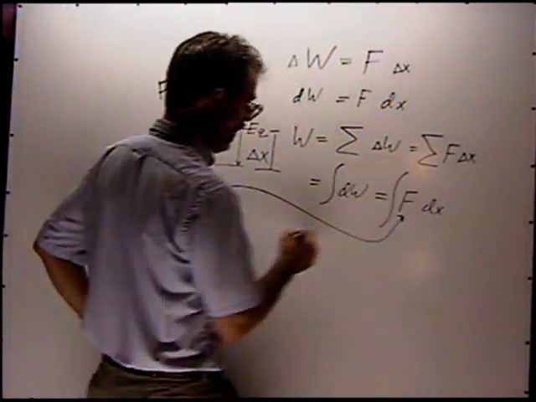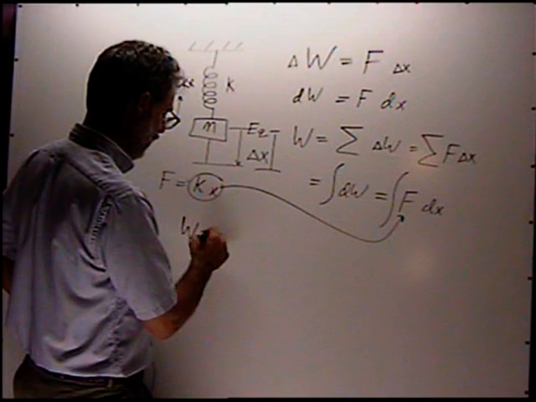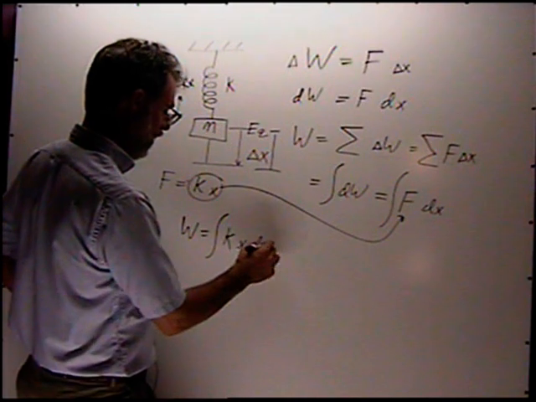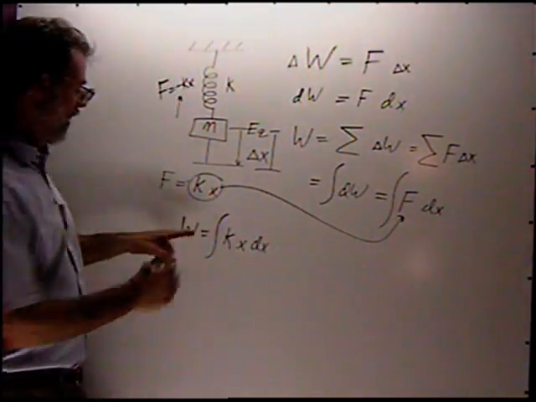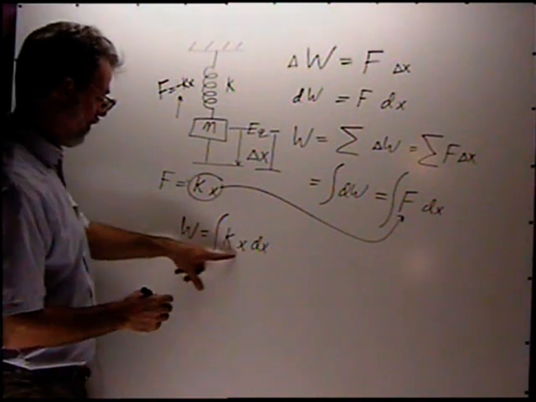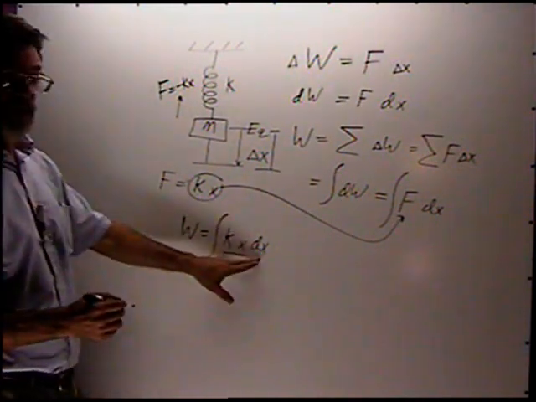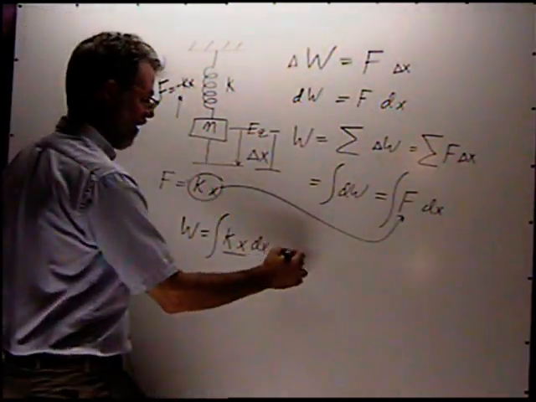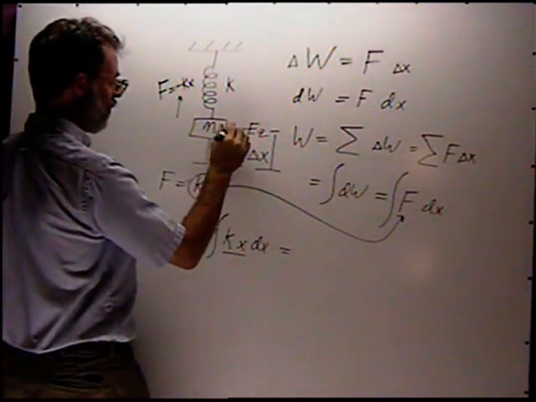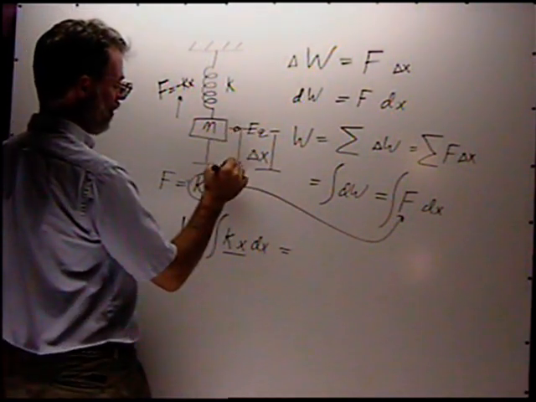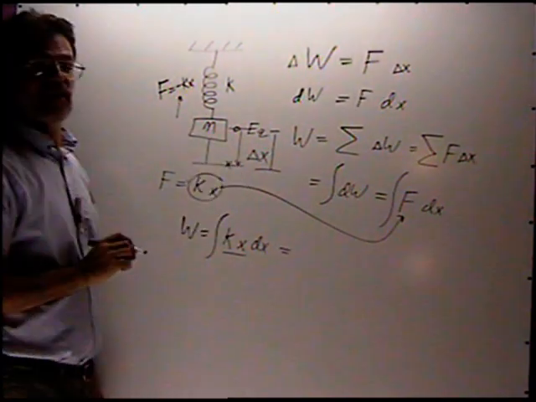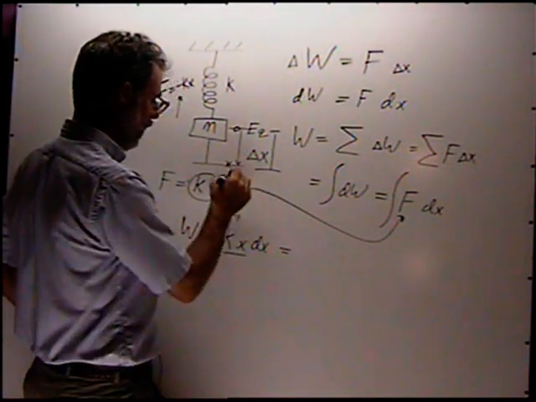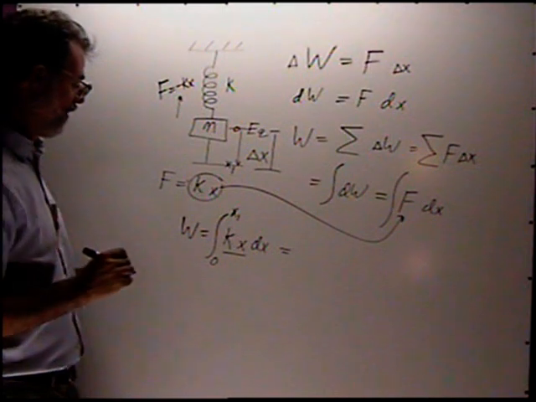So I'm going to go ahead and embed this into here, and what I get is that the work is equal to the integral of kx dx. kx is simply the restoring force, times dx, just like delta x. Okay? Now I'm going to integrate this from 0 to a certain x, we'll call it x1, just to make it simple.